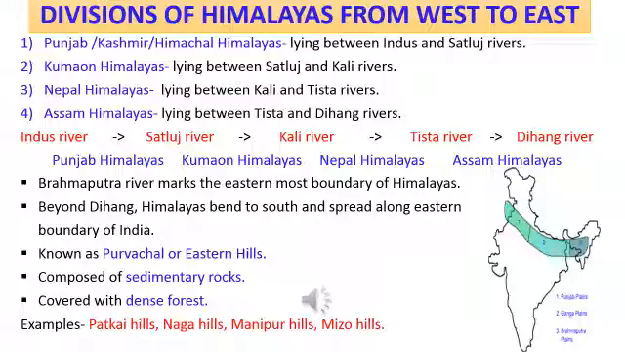Beyond the Dihang, the Himalayas bend sharply to the south and spread along the eastern boundary of India. They are known as Purvanchal or Eastern Hills. These hills are composed of sedimentary rocks and covered with dense forest. Some examples of these hills are Patkai Hills, Naga Hills, Manipur Hills and Mizo Hills.